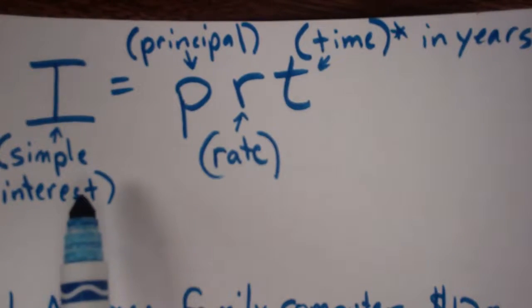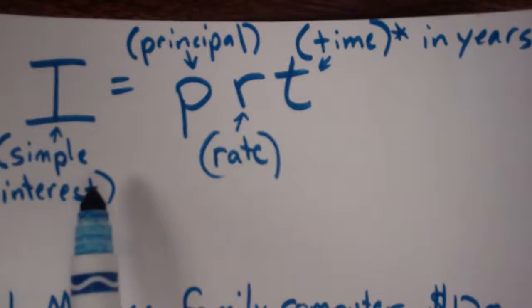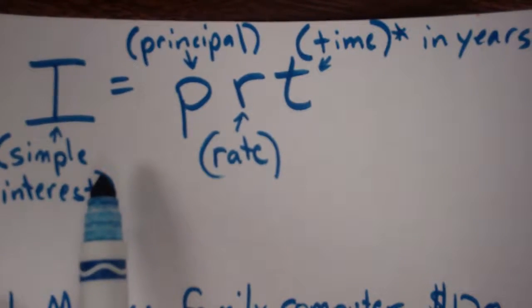So, for example, if I put my money into the bank in an interest-bearing account, they will pay me for the use of my money. So I'll earn some money back on top of the money that I put in.